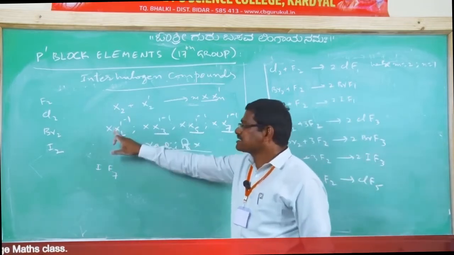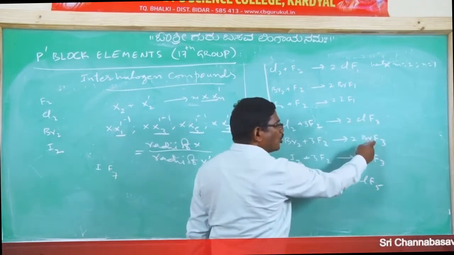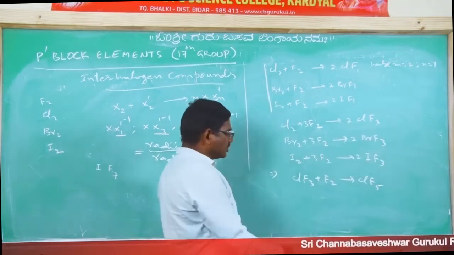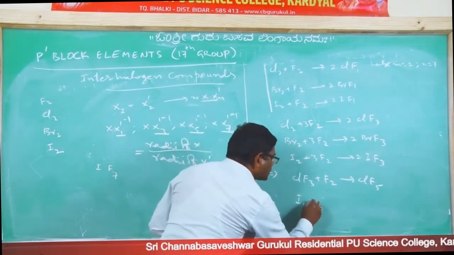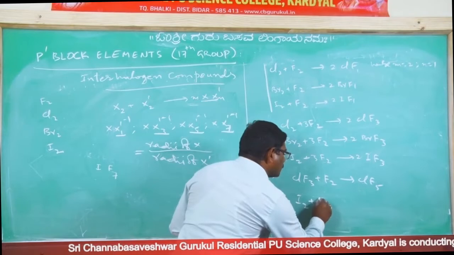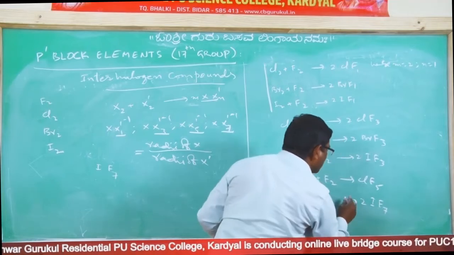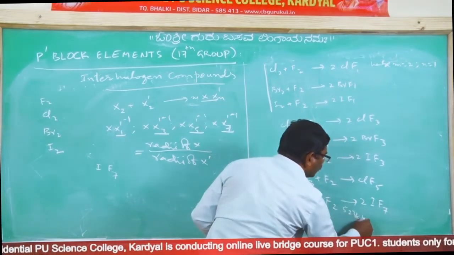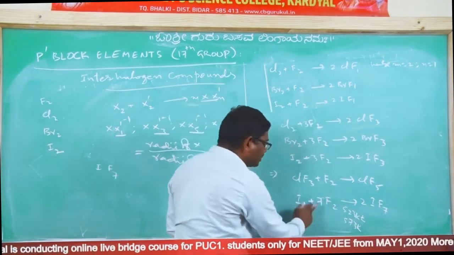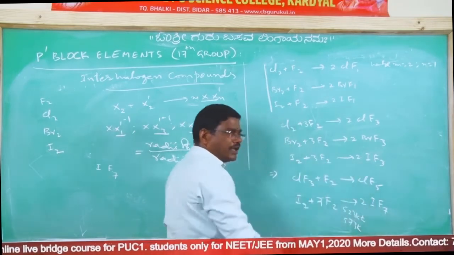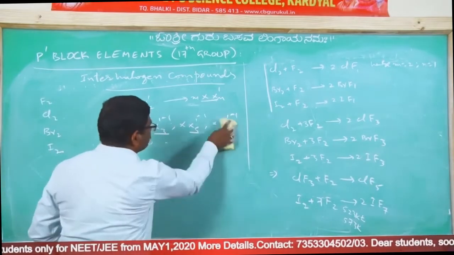Then excluding F, X is Cl, Br and I. In that way, chlorine trifluoride, bromine trifluoride, iodine trifluoride. ClF3 with F2 gives ClF5. And finally, when iodine reacts directly with 7 moles of F2, it gets converted into 2 moles of IF7. The condition will be 523 Kelvin to 573 Kelvin. Under this condition, iodine reacts with 7 moles of fluorine to give IF7. Clear, na? So in this way, interhalogen compounds are prepared.